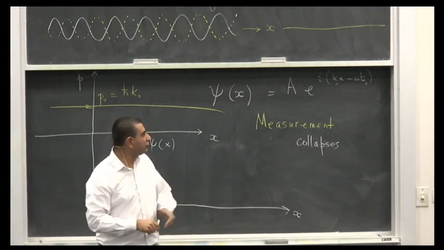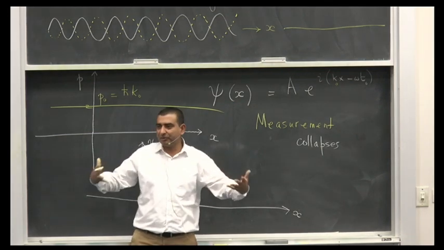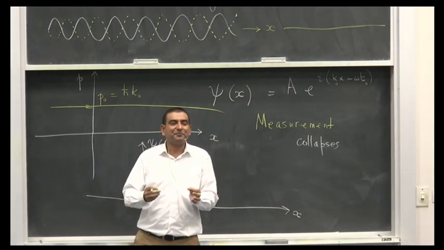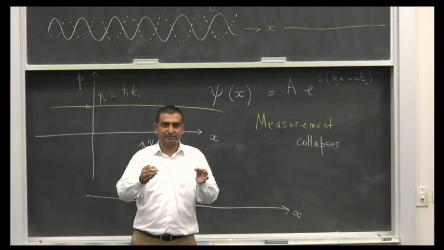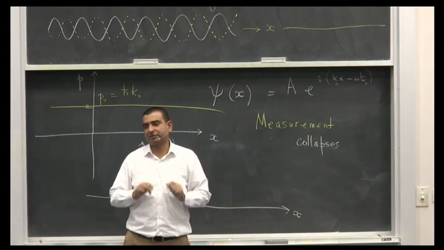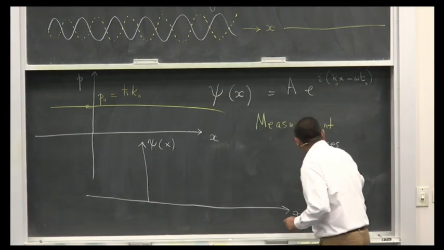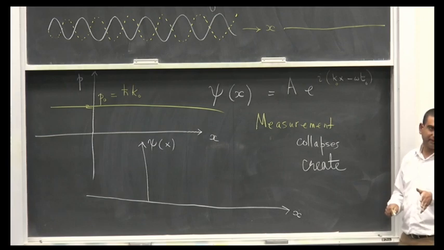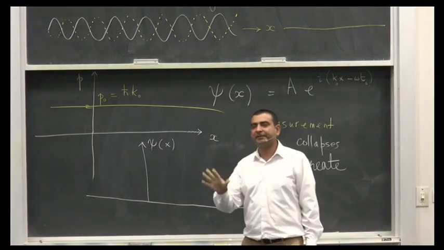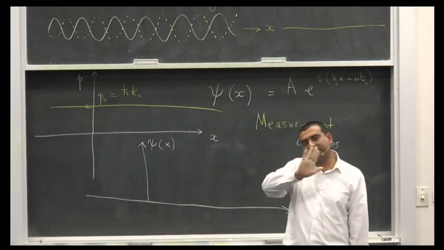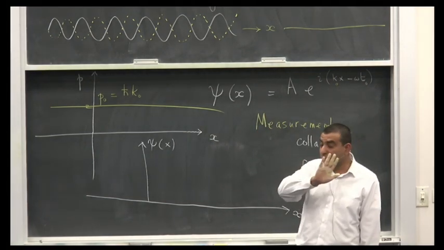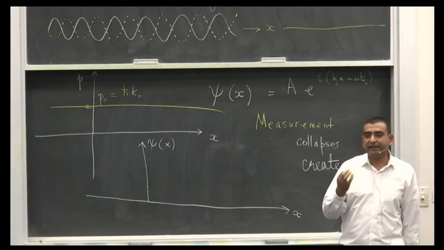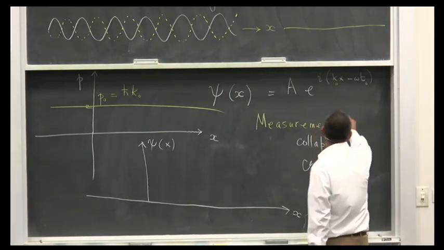That's the key. When you do a measurement, the original wave function collapses, it crumbles, and in the process you generate a new wave function. Okay? So the process of measurement is creating a new wave function for the same particle. And that's why you say that quantum mechanics is strange, because when you do a measurement, you are creating a new state. Another name for the wave function is the state.